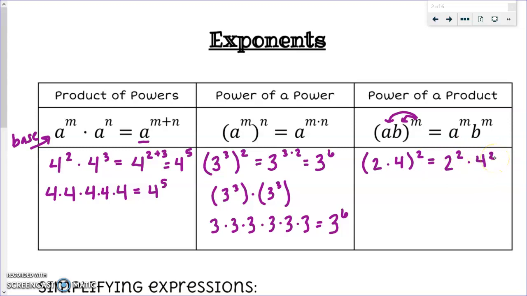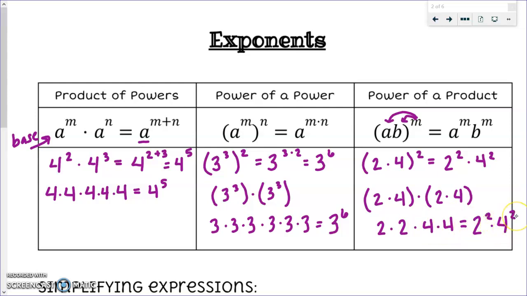And the reason why this works, if we were to expand it out again, is this square means I have 2 times 4, 2 times. And if I look at how many times I have a 2 and how many times I have a 4, I have 2 times 2 times 4 times 4, which is 2 squared times 4 squared. So when in doubt, when we're dealing with multiplication of our powers, just take your base and expand it out. Because then we're able to count out how many base terms we have to correctly match the exponent to it.